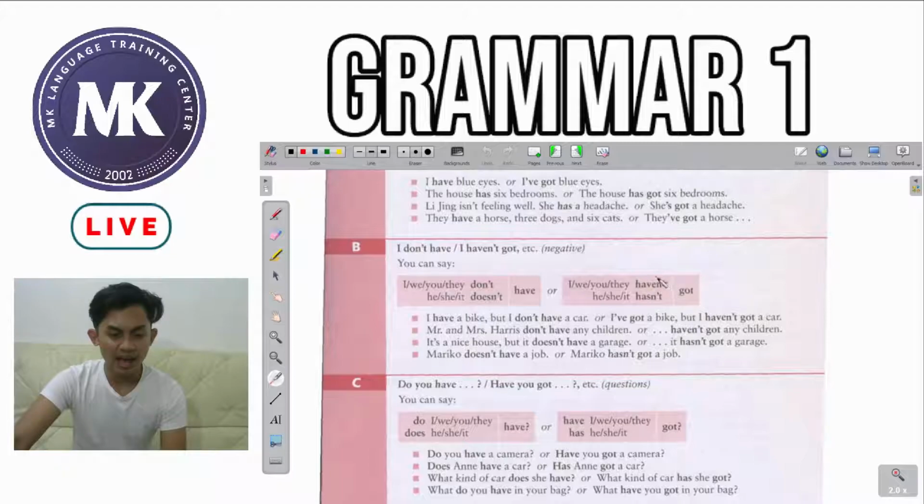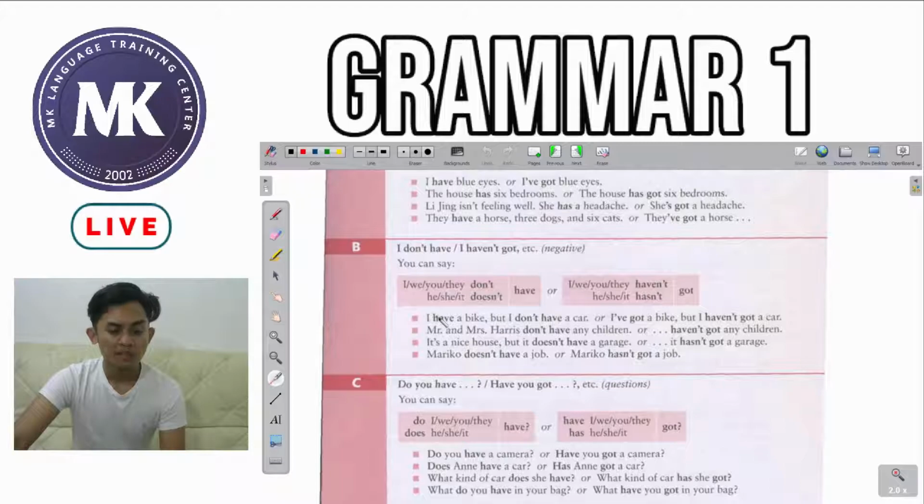Same as we did for haven't, we remove the O from the not and replace it with an apostrophe to make the form hasn't. So it will read as he, she, it hasn't got. Okay, so now we've learned the structure or the form of the negative of have or hasn't got.